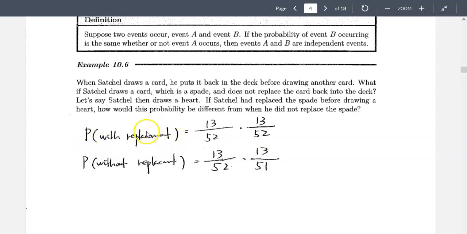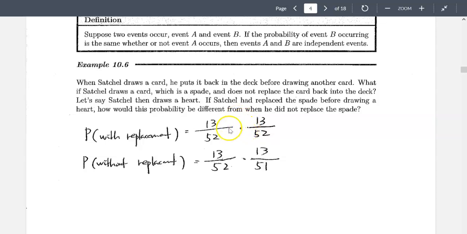If he put the card back every time, now the first time, what are the chances you get a spade? There are 13 spades out of 52. Okay, that's the first card. Now, since you put the card back, you start over again. And now, when they do a two-card draw, that means one card and another card, and we multiply the probabilities.